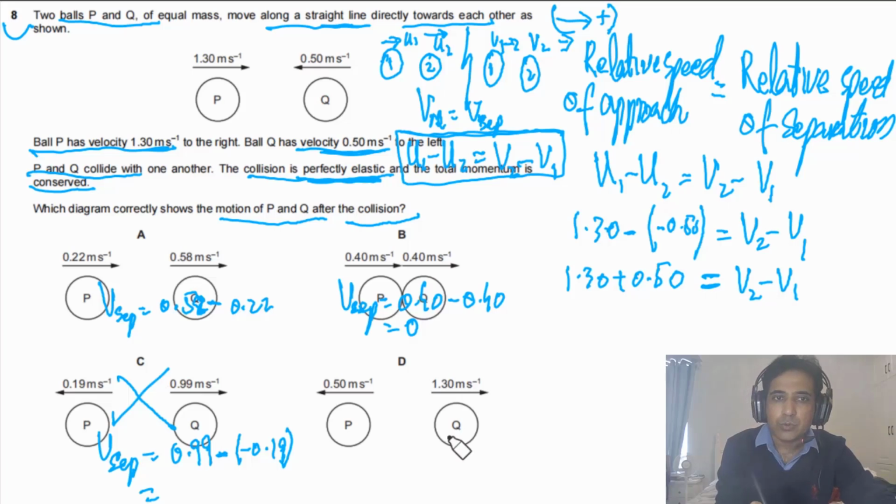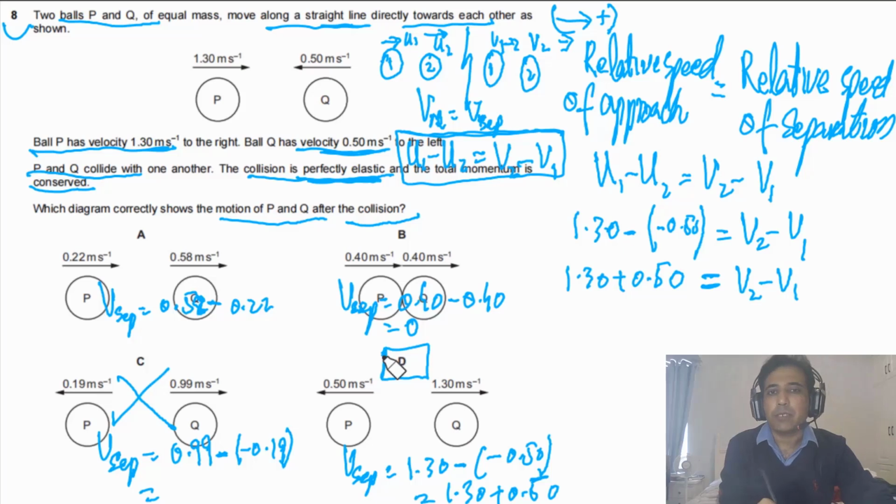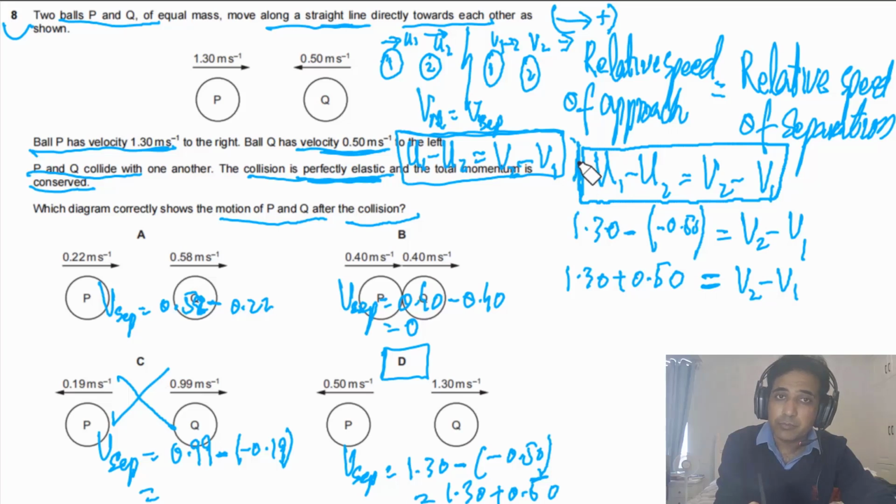Now if you look at this one, the relative speed of separation in this case is v2, so this is 1.30 minus, into minus 0.50. So in this case we will get 1.30 plus 0.50. So the answer for this question is this one. You can follow this formula all the time, but you need to understand this is based on one assumption: the balls are just moving in one direction, meaning they're moving to the right. And then you can change these signs depending on whether they're moving in the same direction or not.